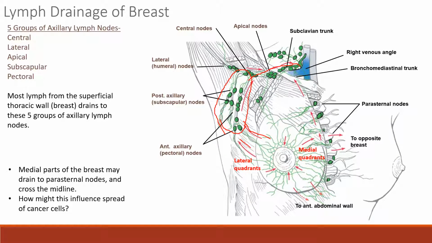The other important thing to notice here is that the medial quadrants of the breast will drain towards these sternal lymph nodes or parasternal lymph nodes, and those can actually cross the midline. Oftentimes we think of lymphatic drainage as being isolated to one side of the body or the other, but there are a few cases where you can have lymphatic drainage crossing the midline. So you could actually end up with a cancer spreading from left side to right side or vice versa.